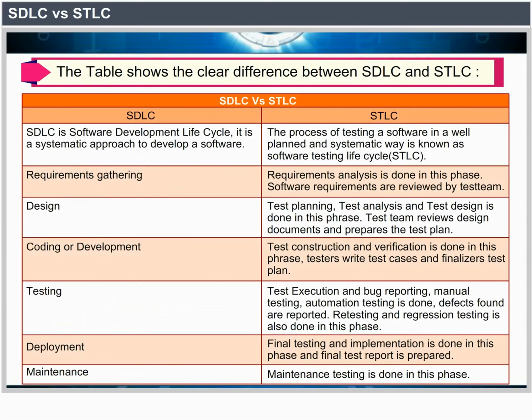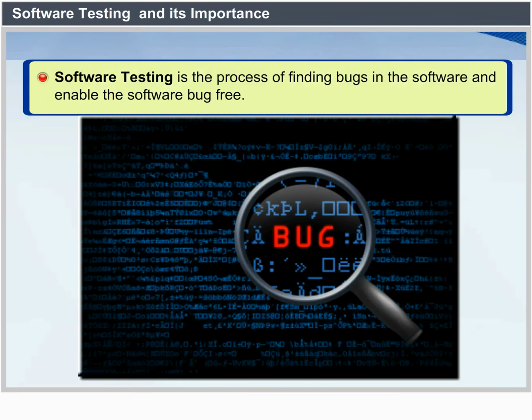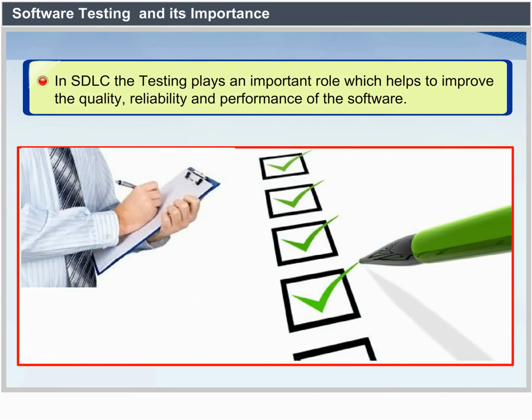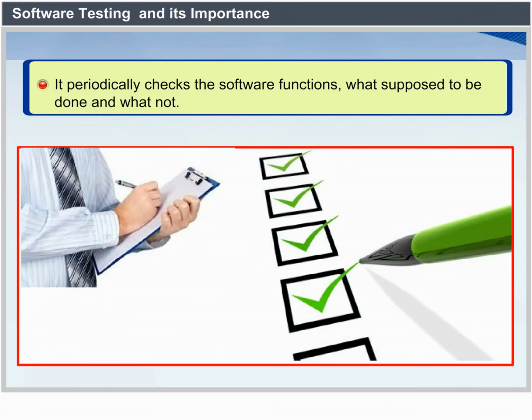Software testing is the process of finding bugs in the software and making the software bug-free. In SDLC, the testing plays an important role which helps to improve the quality, reliability, and performance of the software. It checks the software functions, what it is supposed to do, and what it is not supposed to do.